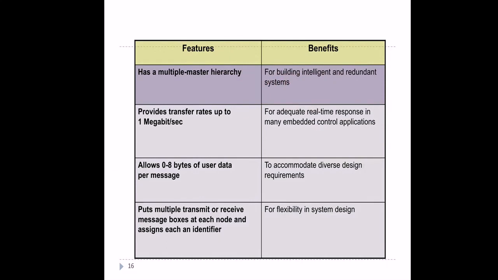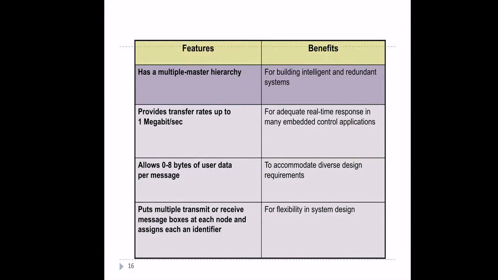Then it provides transfer rates up to 1 Mbps. That is why this 1 Mbps. The benefit is adequate real-time response in many embedded control applications, not only in automotive applications, but also in home appliances, industrial equipment, and even nowadays medical equipment. It allows 0 to 8 bytes of user data per message to accommodate diverse design requirements. This has been limited to 0 to 8 bytes of user data per message.